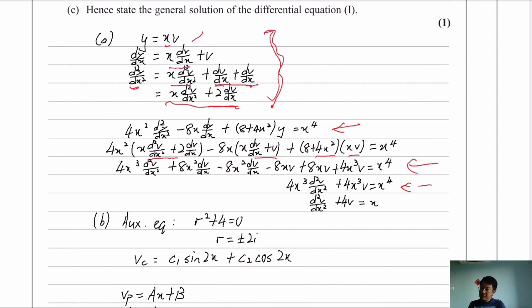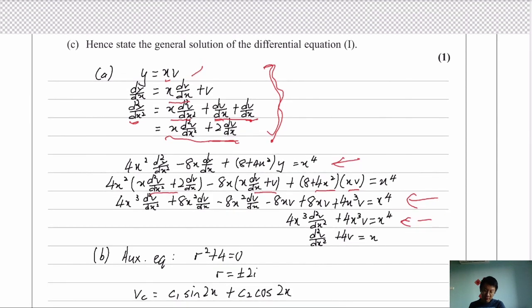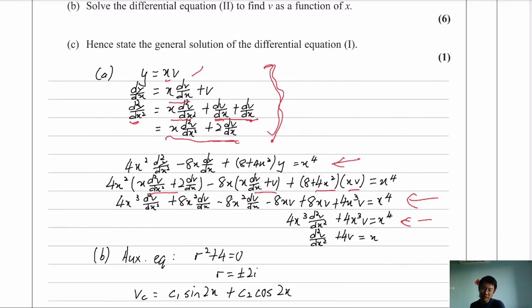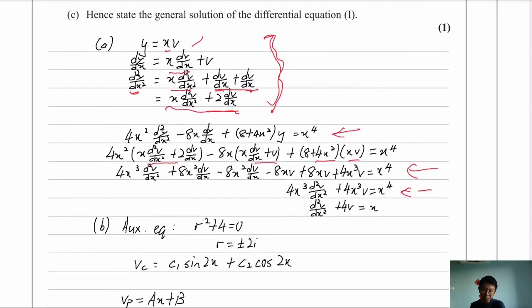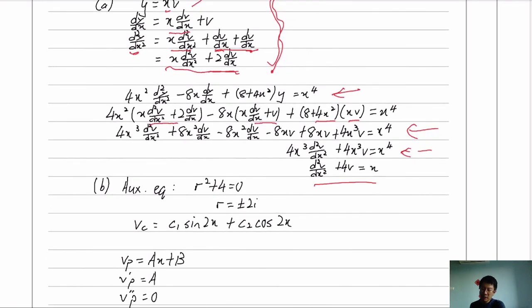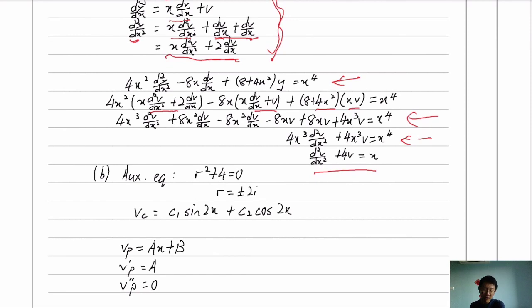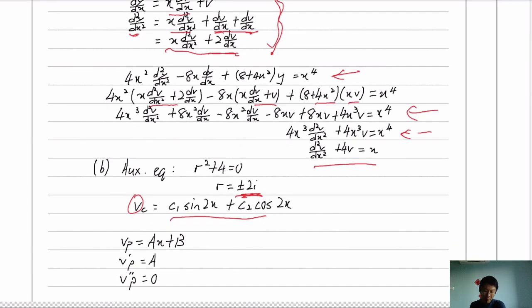Part B is to solve this differential equation to find v as a function of x. So this is the equation we are supposed to solve. Start with the auxiliary equation, which will give us complex roots. The complex roots give us c1 sin 2x and c2 cos 2x. Remember, because we are solving for v in terms of x, the variable must be clear, don't mix it up with y. So that would be our complementary function.